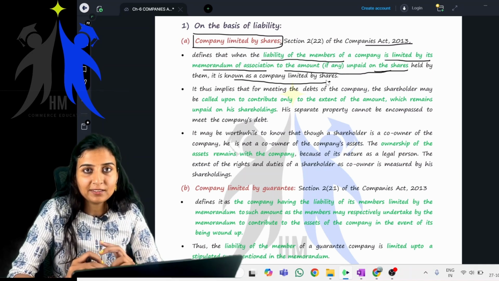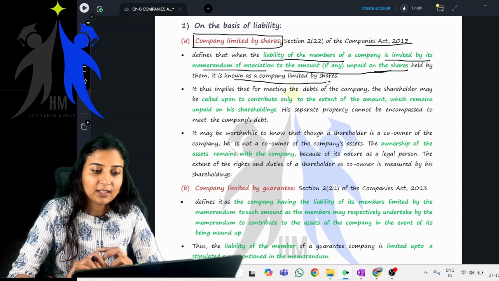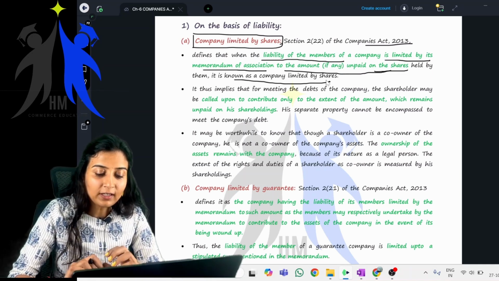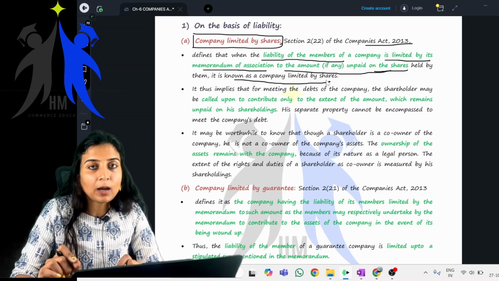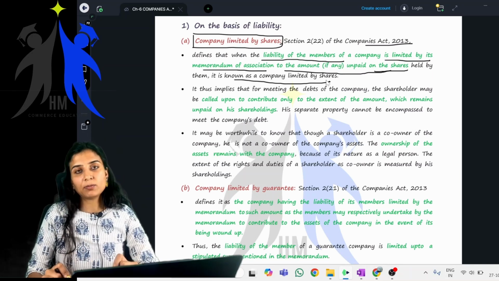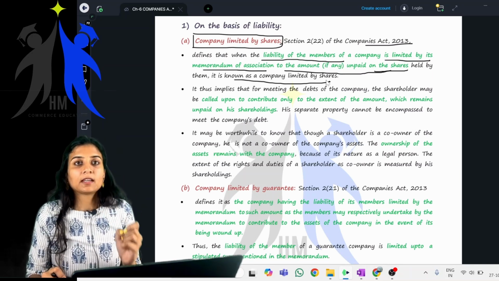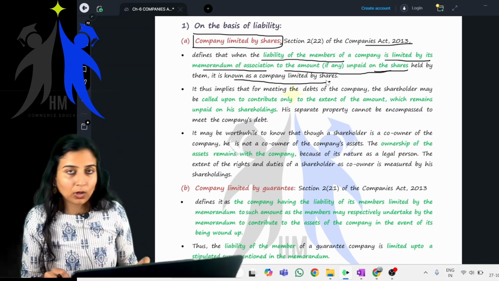Features of the company, limited liability, didn't we discuss? Yes, we have discussed, right? So what did we learn there? The liability of members will be limited to the nominal amount or the face value of the shares held by them. Not even a single rupee can be asked in excess of the nominal value of the shares.